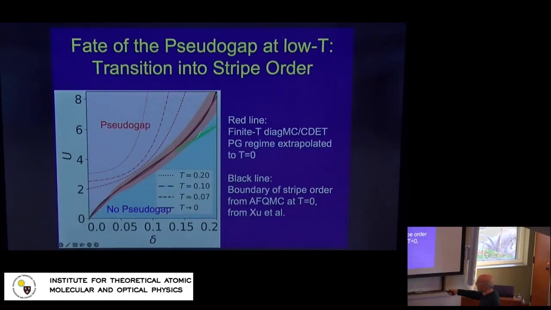So now this is an extrapolated boundary from all these dashed lines of the pseudogap region in the U versus doping range. And believe it or not, when we do that, we find that this boundary coincides with the boundary I showed you at the beginning of the talk, which separates stripes and no-stripes.